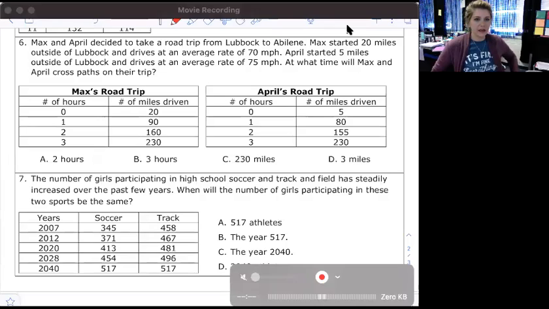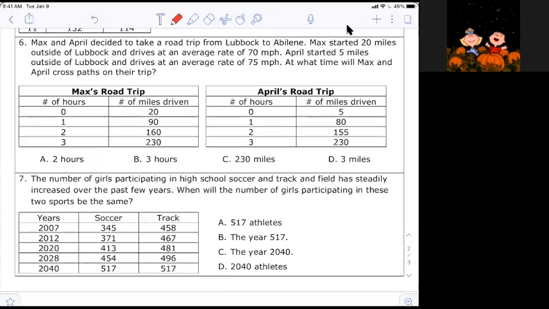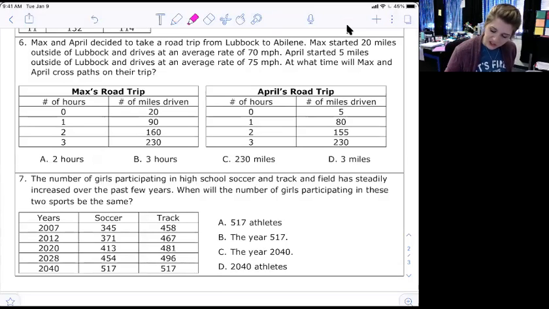All right, let's see if we can answer this. Okay, Parker, can you tell me what you got for number 6? I got B. Perfect. It is B. So look at this last part of the question. It says, what time will Max and April's trip cross? So we're talking about time here.